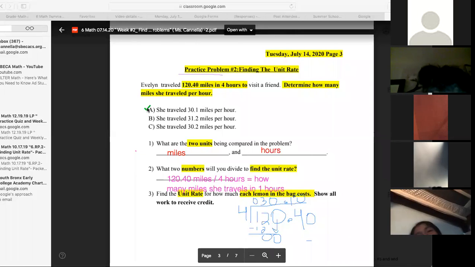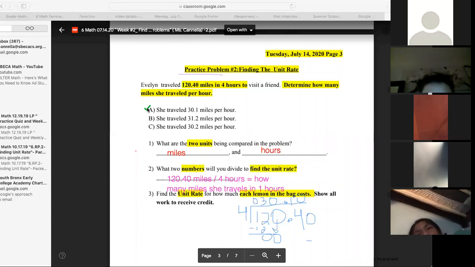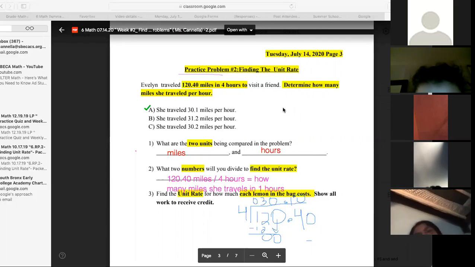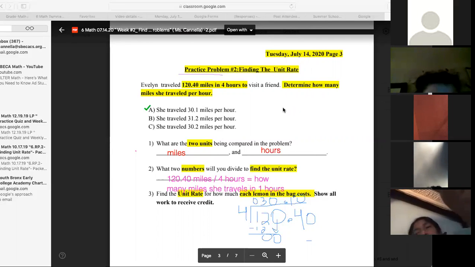Okay, when we finish, I will put the exit ticket up. I have to type it up. I didn't type it up yet. All right, so we did that. Questions, comments, concerns, or we're good? We're good. Question, comment, or concern, ask me now.